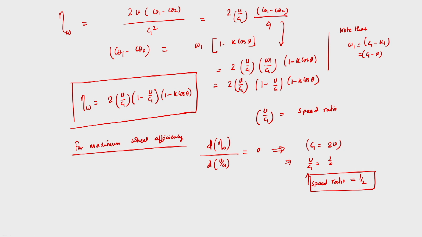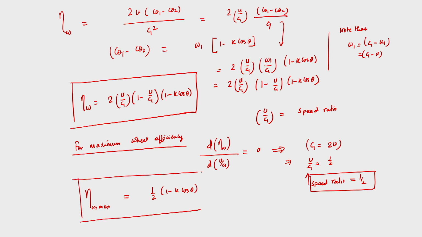For maximum wheel efficiency we set d eta_w by d(u by C1) equal to 0, and we obtain u by C1 equal to half, that is, the speed ratio is equal to half. Then eta_w maximum will be equal to half into (1 minus k cos theta). This is the maximum wheel efficiency that you obtain, and that is obtained for a speed ratio equal to half.